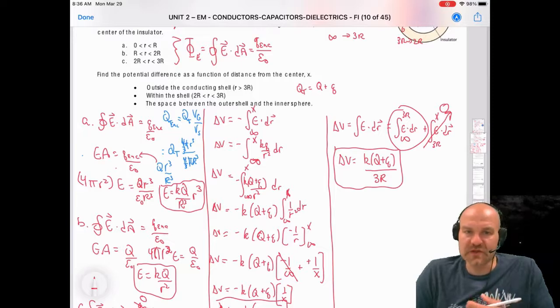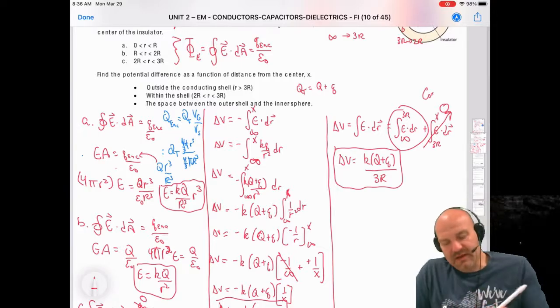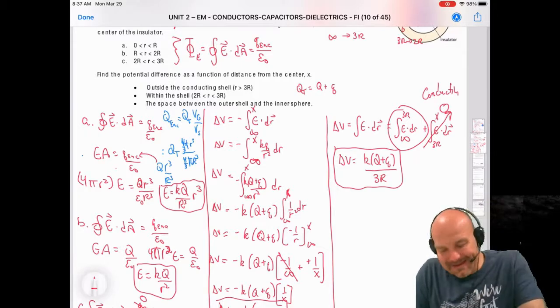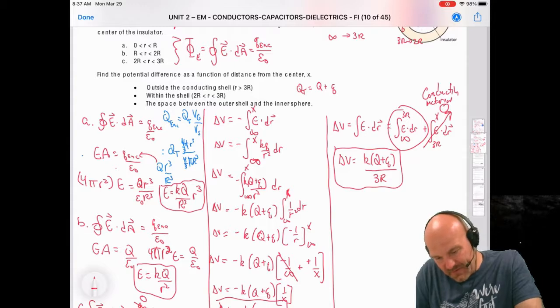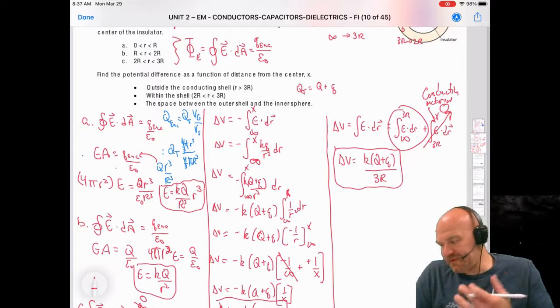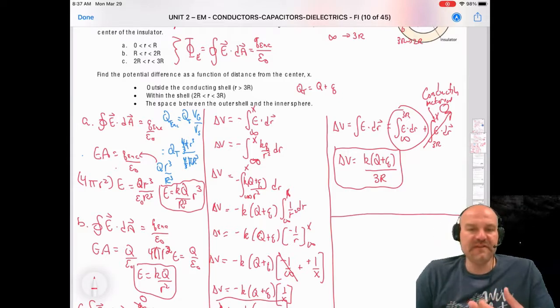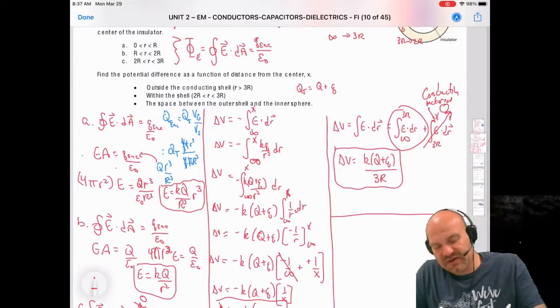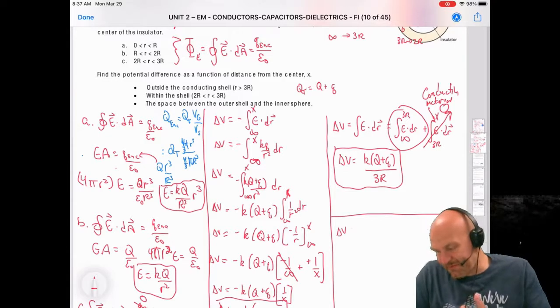So just understand, again, inside a conducting material the E field is 0. So that makes it a lot easier, even though it's like, oh my God, this looks so hard. But it's easy because we're talking about conducting materials, okay?